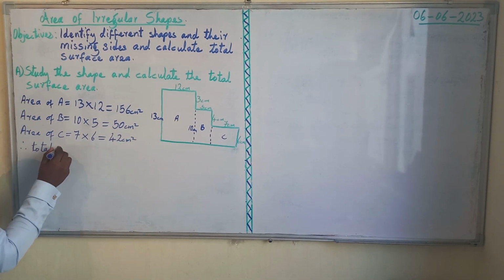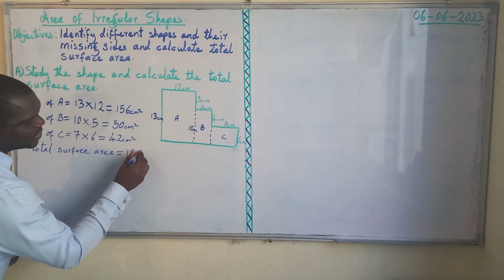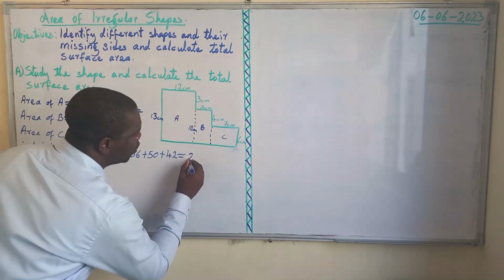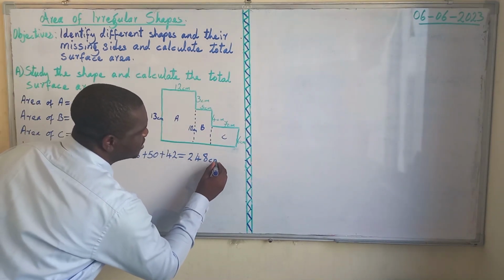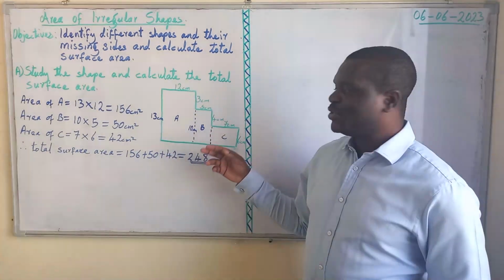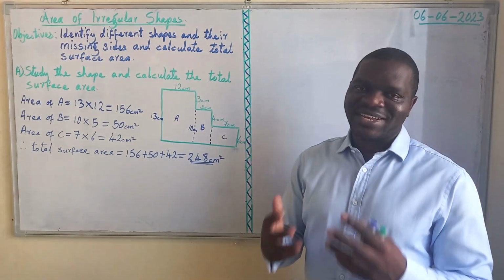Therefore, total surface area will be equal to 156 plus 50 plus 42. This will give us 248 centimeters square. So in this example, this is what you're supposed to do to find the total surface area of this shape. Let's move to the second example.